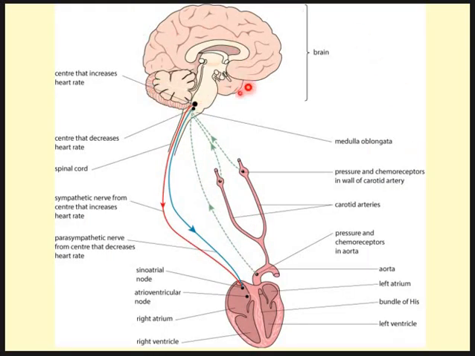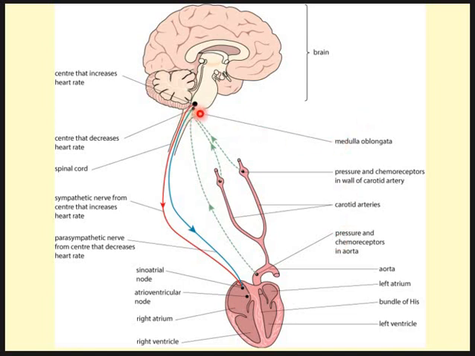Brain at the top, hopefully you'll identify that. Heart at the bottom, hopefully it wasn't too much of a problem. And then we've got our two centres, the centre that increases our heart rate, the centre that decreases our heart rate. This whole section here is the spinal cord. Then we've got a sympathetic nerve that increases and a parasympathetic that decreases. And you can see here that we've got some receptors, pressure and chemoreceptors. Pressure receptor is the same thing as a baroreceptor. So baro and pressure are the same thing, more or less, for this level.